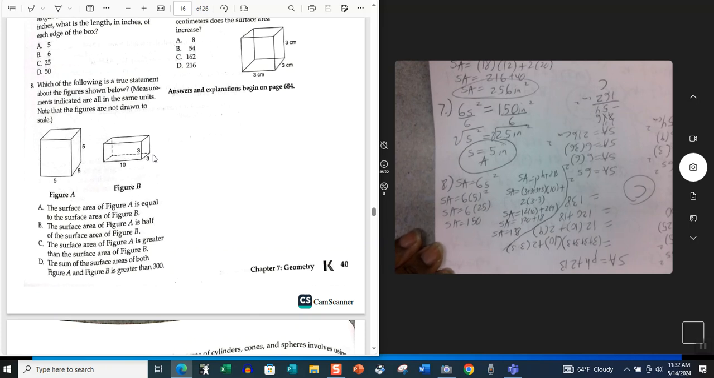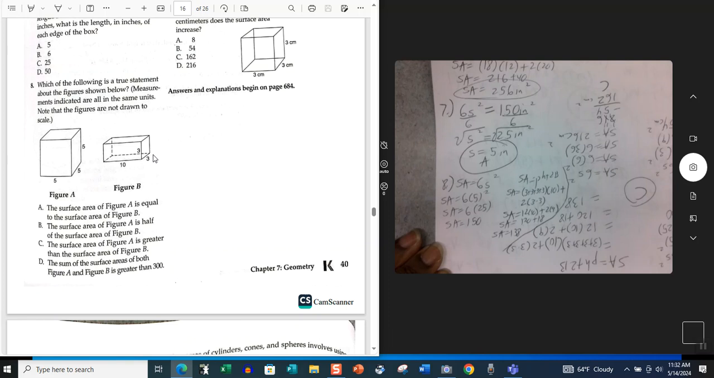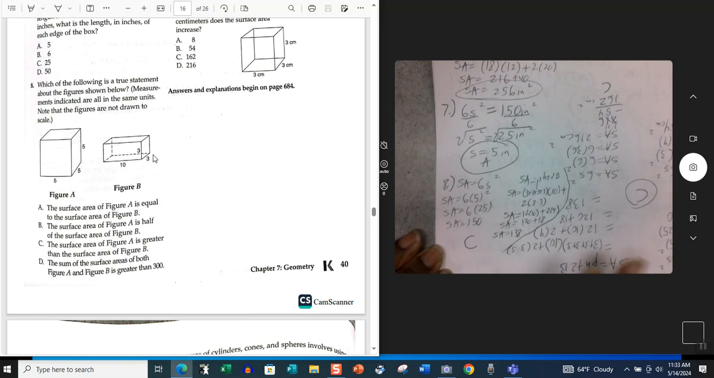So let's look at our answer choices. A, the surface area of figure A is equal to the surface area of figure B. You notice they're not the same, so that's not true. So B, the surface area of figure A is half the surface area of figure B. We know the surface area A is larger than surface area B. Then we go to C, the surface area of figure A is greater than the surface area of figure B, which is true. That'll be C.